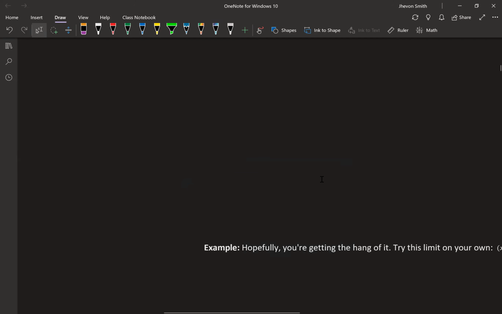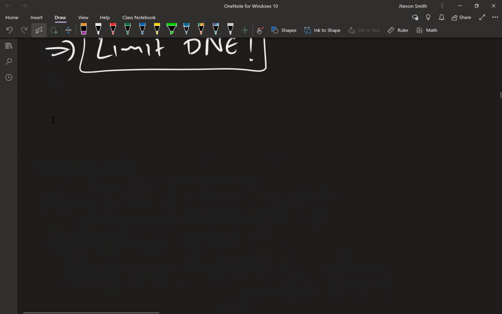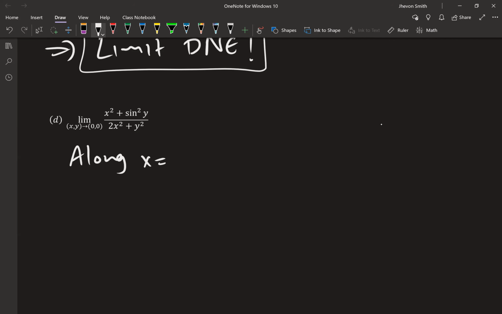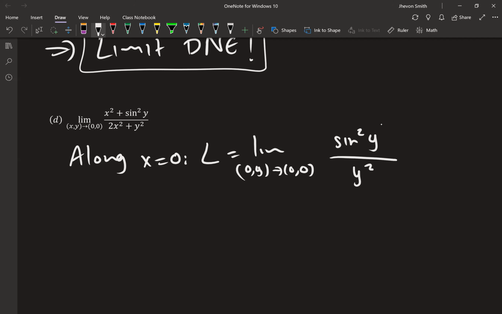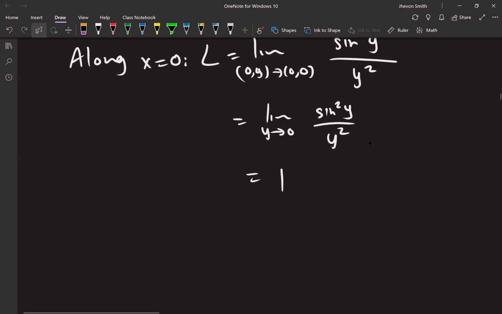All right, here's another example. All right, go. Along x equals 0. Fine, let's do it. Along x equals 0, our limit would look like (0, y) approaching (0, 0) of sine squared y over y squared. So this is effectively the limit as y approaches 0 of sine squared y over y squared. What is that? It's 1, correct? That's a special trig limit, right? Sine y over y as y approaches 0 goes to 1.